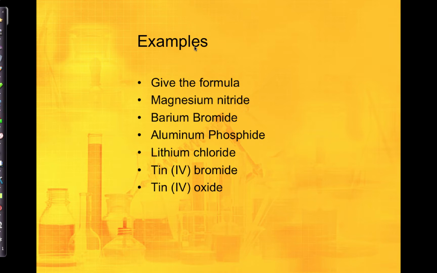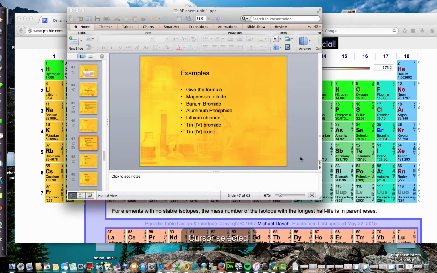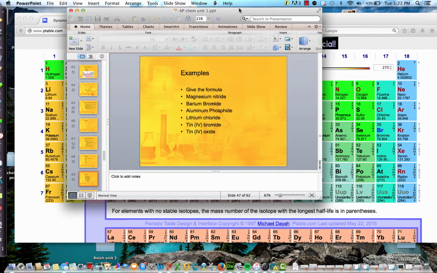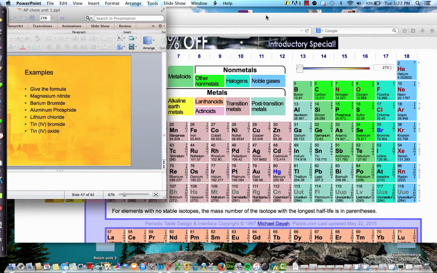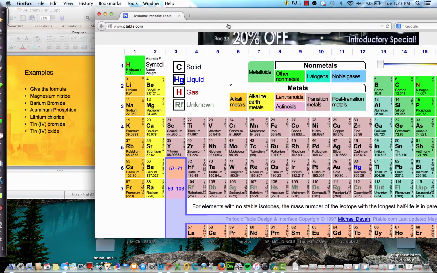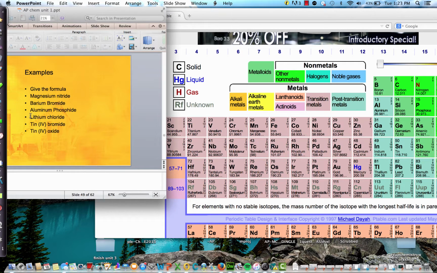All right, so let's look at writing the formula. Okay, so writing the formula, you need to look at the charges. The charges have to be 0 overall, and there's a little method you could use to simplify it. Basically, when you look at the periodic table, you're going to find the charge of each thing. So first of all, you know that these are going to be ionic, so you should have metals, nonmetals, metals, nonmetals, metals, nonmetals.